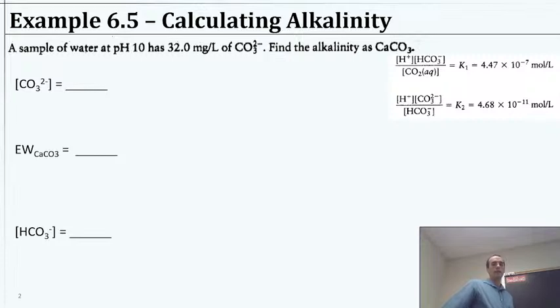So this is example 6.5. We have a sample water at pH 10 with 32 milligrams per liter of carbonate, CO3 2 minus, and we are tasked to find the alkalinity as CaCO3. So give that a shot for a moment. We're given our equilibrium equations here for CO2 with HCO3 minus and the bicarbonate with carbonate.